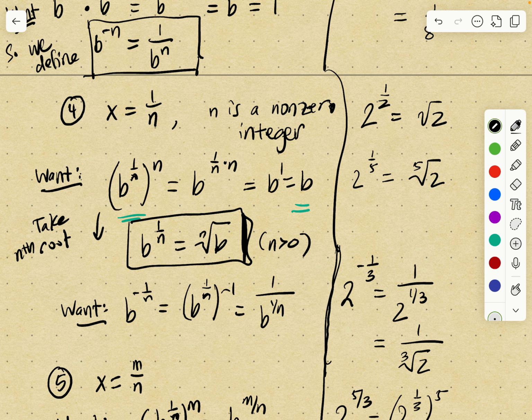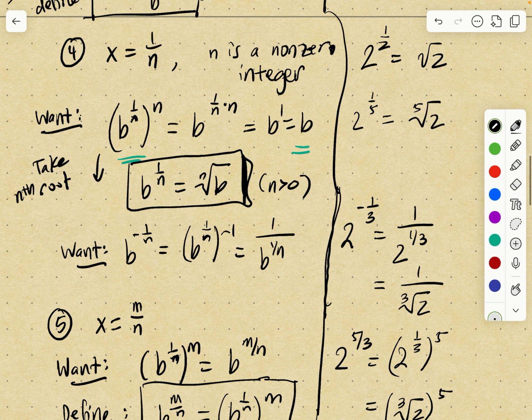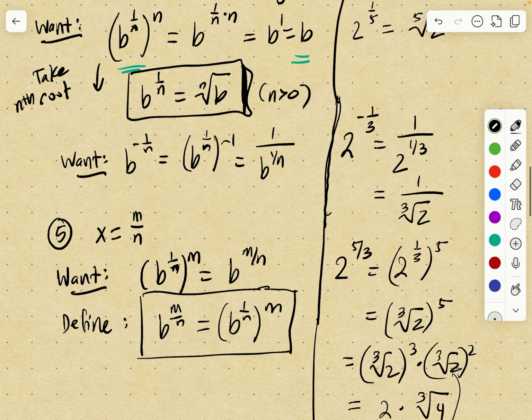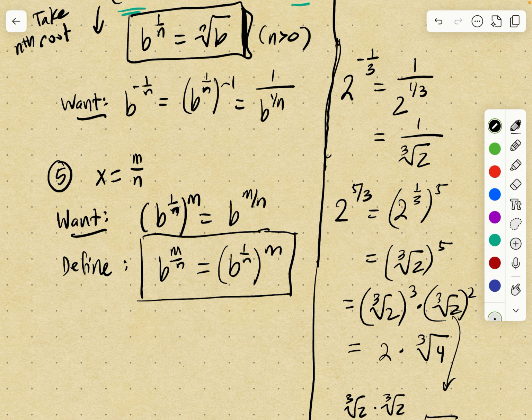Then, step 4 is to define it when the exponent is 1 over an integer. So 1/5, 1/6, negative 1/7, etc. When you have a positive exponent, it's just defined to be the nth root of b, and when you have a negative exponent, it's 1 divided by b to the 1 over the absolute value. So b to the negative 1/7 is defined to be 1 divided by b to the 1/7, which, just to be clear, is 1 divided by the nth root of b. So that's when your fraction is 1 over n.